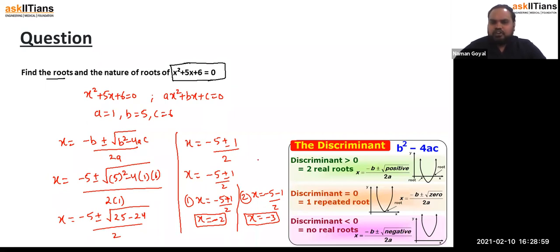ठीक है, तो ये तो हमने इक्वेशन रूट निकाल लिया. ठीक है, अब इफ क्वेश्चन इज आस्किंग फॉर ओनली नेचर ऑफ रूट्स, तो हमें इतना करने की जरूरत नहीं है.